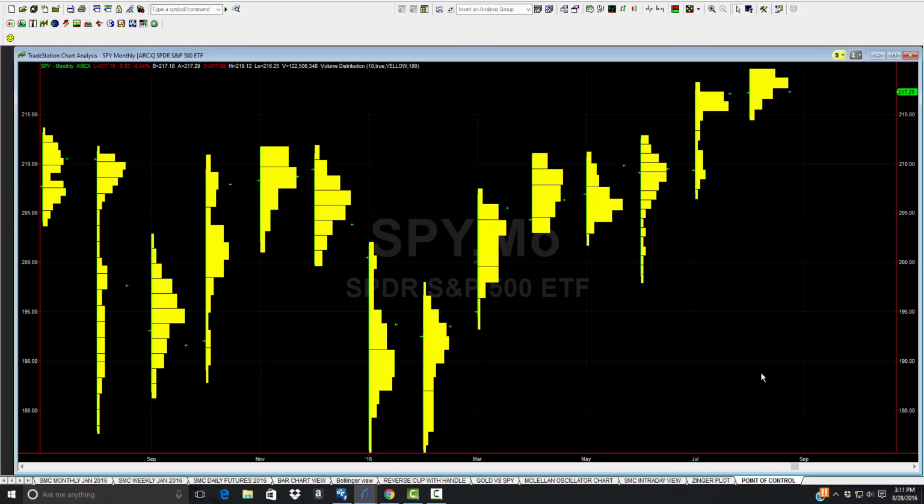Be careful. This is Bagadon at StockMarketCaddy.com, just showing you visually where the point of control is for this market, what you're dealing with, how dangerous it is.